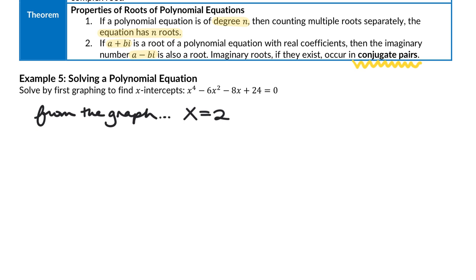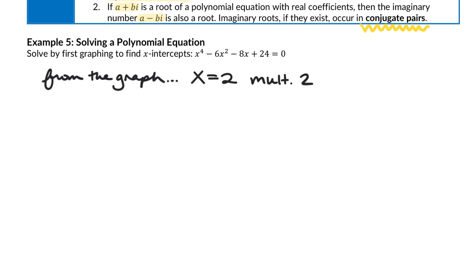But also, what's exactly happening when it's at 2 on the graph? Is it crossing or is it bouncing? It's bouncing. So its multiplicity is 2, because it bounces right there. So it's repeating twice. What we learn from that is that we can do synthetic division twice with the number 2 to take out both of those zeros that we know exist from the graph itself.